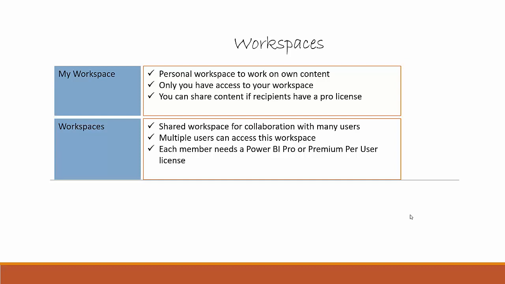So let's say I want to work on something and I want to save it online and view it on the web, but I don't want to collaborate with anyone. I can share it in my workspace. So it's a personal workspace where I essentially save my content and I work there. Only I have access to that workspace, so it's not accessible to other people. I can share content with other people who have a pro license, but those people need to have a pro license. I can't share it with anyone, and I can only share it with people in my organization.